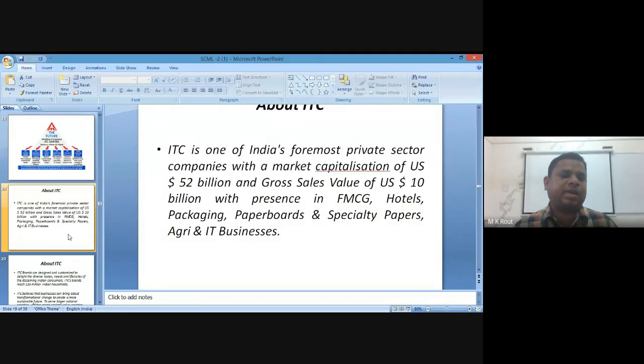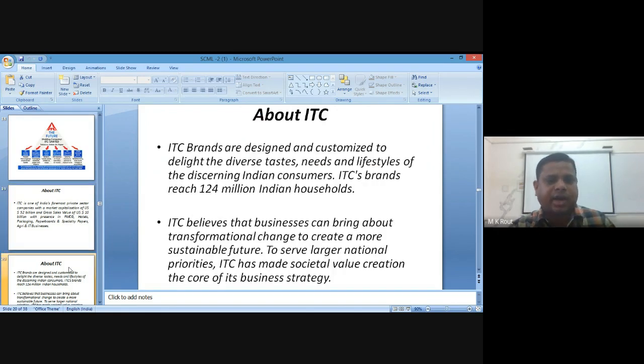Similarly, in agri and IT business, they are focused on rural India for the enrichment of rural people. Clear? Moving to the next part, in case of ITC, brands are designed and customized to delight the diverse tastes, needs, and lifestyles of discerning Indian customers. As you know, ITC brands reach up to 124 million Indian households through Aashirvaad Atta, or through any type of FMCG product.